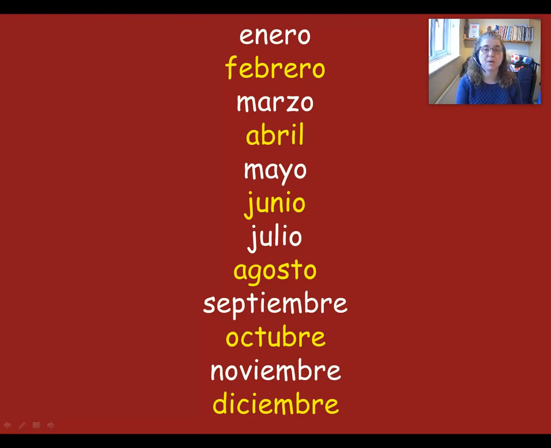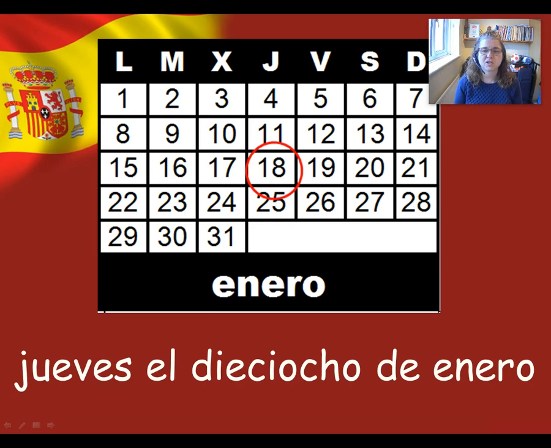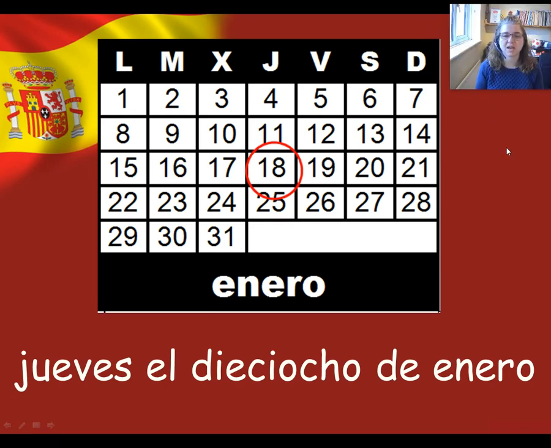Of course, we need the months for our dates. Let's have a look at how we put a date together. So here's a page of a calendar. It's for a month. Can you spot which month it's for? That's right, it's for January because it says enero at the bottom.